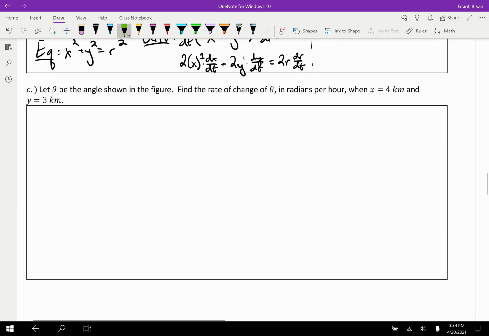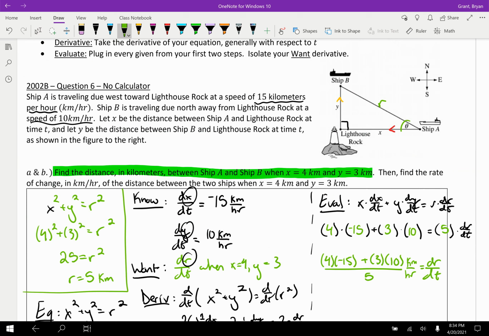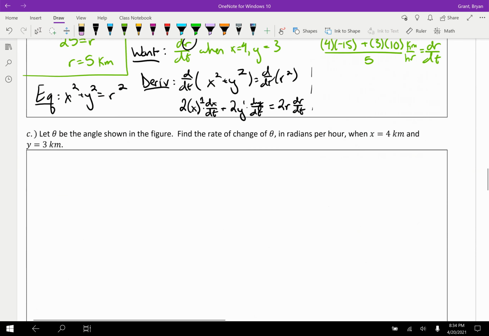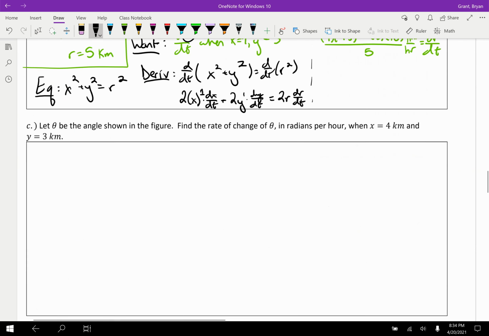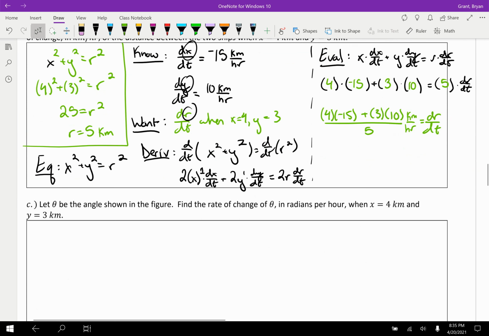Last one. Let theta be the angle shown in the figure. Find the rate of change of theta in radians per hour when x is 4 and y is 3. Oof. Okay, so we have theta up here, and we should probably start filling in our knows and wants and all that. The know is going to be the same up here. We know all of this, so I'm not going to rewrite that. I am, however, going to write the want. We want the rate of change of theta in radians per hour. So we want d theta dt.